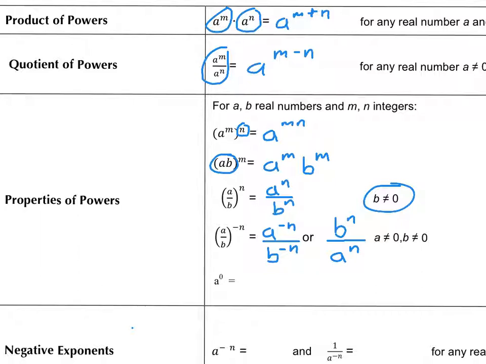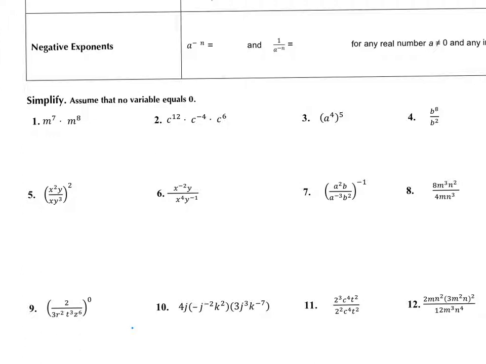And then a rule you should remember is that pretty much anything to the 0 power is 1. The only exception is 0 to the 0 is undefined. Anything else to the 0 power is 1. Okay, so again, with negative exponents, if they are in the numerator, they can go to the denominator and become positive. If they are in the denominator, they can move to the numerator and become positive. And if you move it to the bottom, there's a 1 left on top.